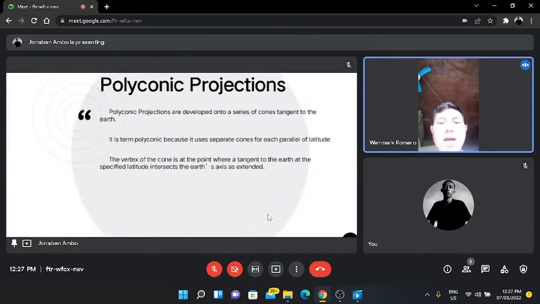The third is the polyconic projection. Polyconic projections are developed onto a series of cones tangent to the Earth. It is termed polyconic because it uses separate cones for each parallel of latitude. The vertex of the cone is at the point where a tangent to the Earth at the specified latitude intersects the Earth's axis as extended.